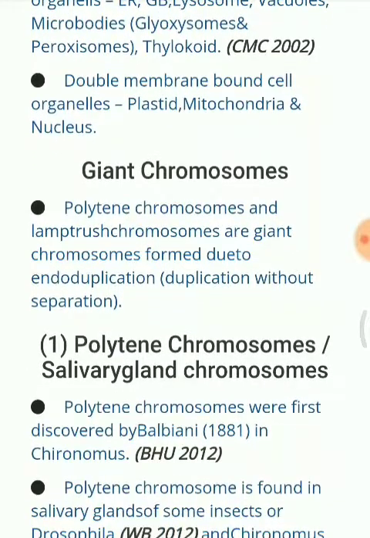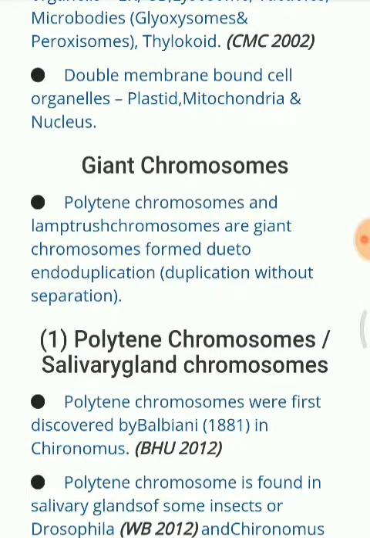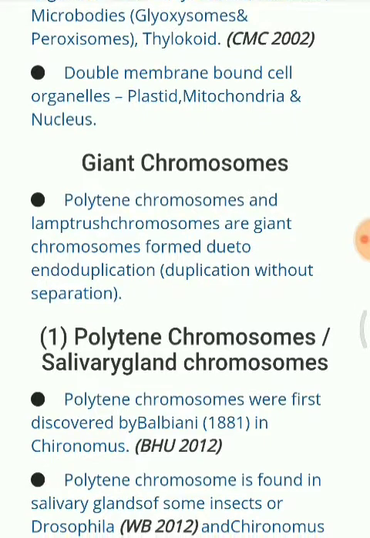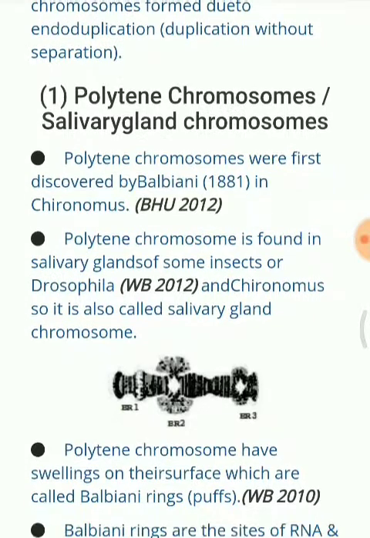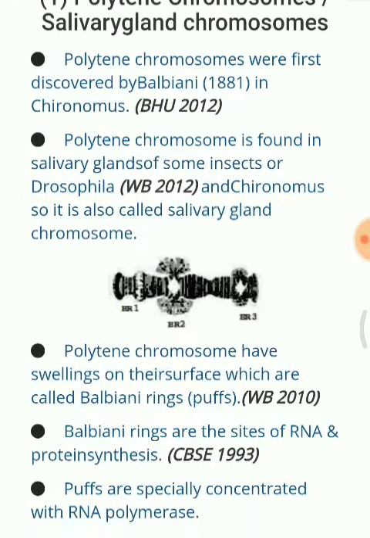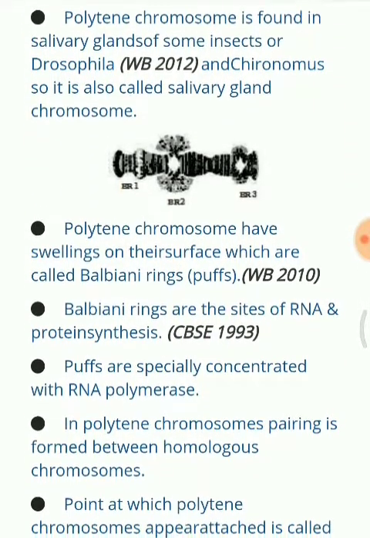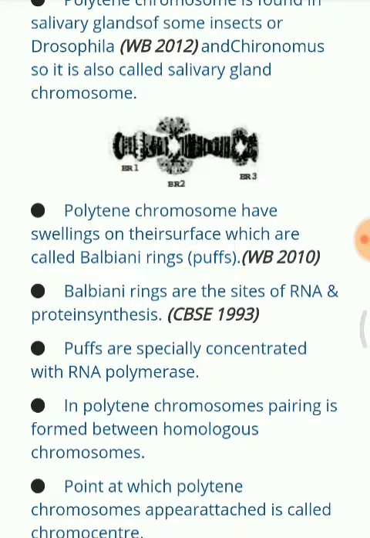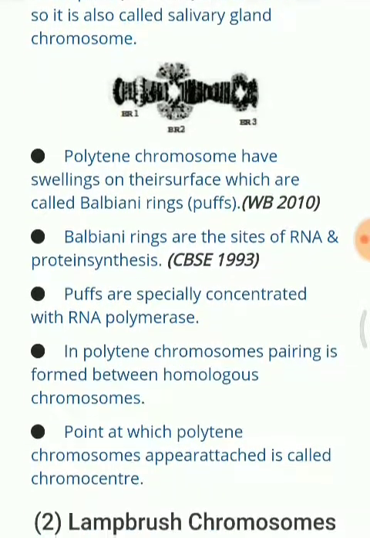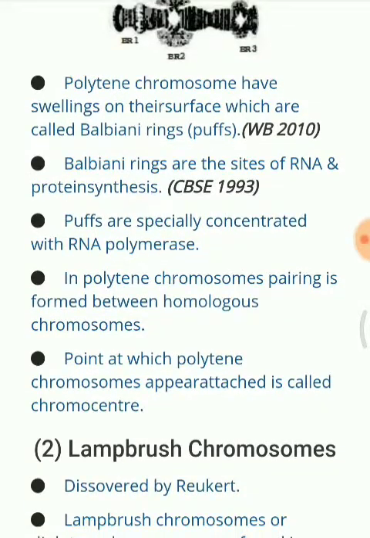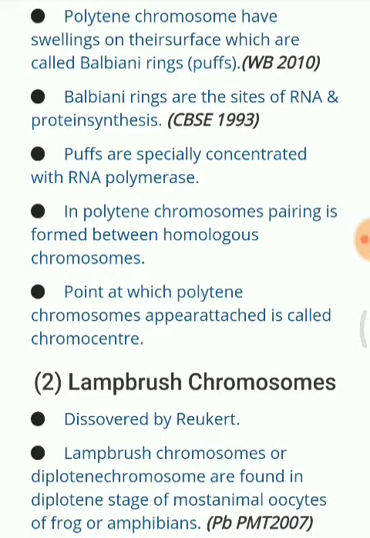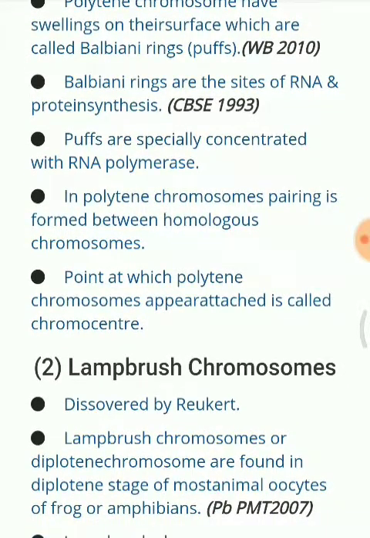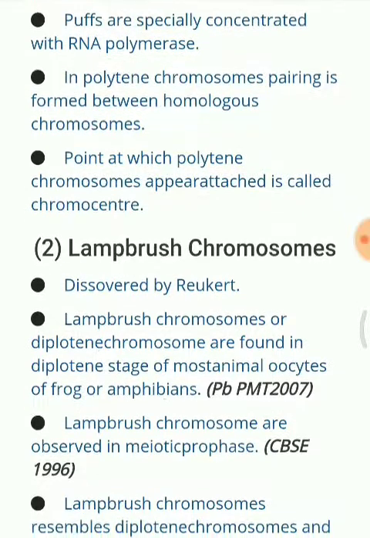Giant chromosomes are polytene chromosomes and lampbrush chromosomes. Polytene chromosomes are giant chromosomes formed due to duplication without separation. They are also called salivary gland chromosomes. Polytene chromosomes were first discovered by Balbiani in Chironomus. Polytene chromosomes are found in the salivary glands of some insects like Drosophila or Chironomus, so they are called salivary gland chromosomes. Polytene chromosomes have swellings on their surfaces which are called Balbiani rings or puffs. Balbiani rings are the sites of RNA and protein synthesis. Puffs are specially concentrated with RNA polymerase. In polytene chromosomes, pairing is formed due to homologous chromosomes. The point at which polytene chromosomes are attached is called the chromocenter.